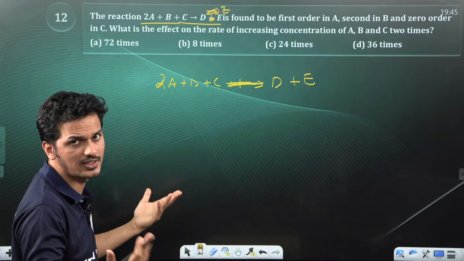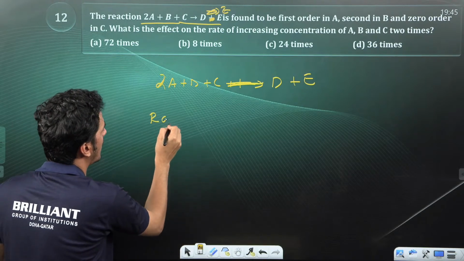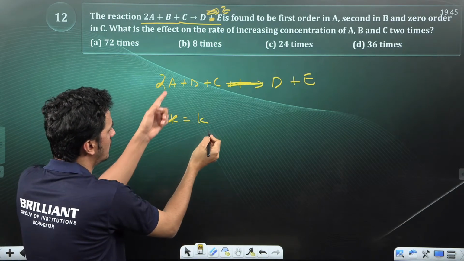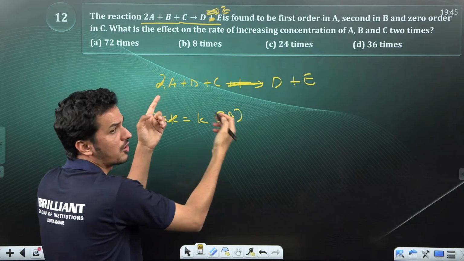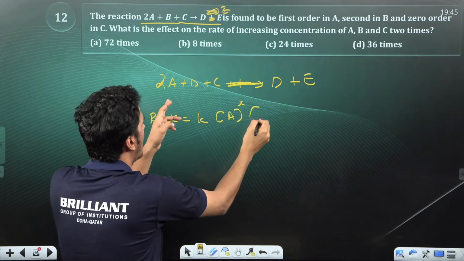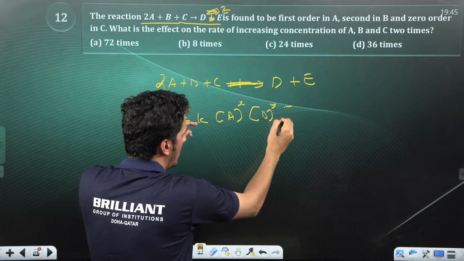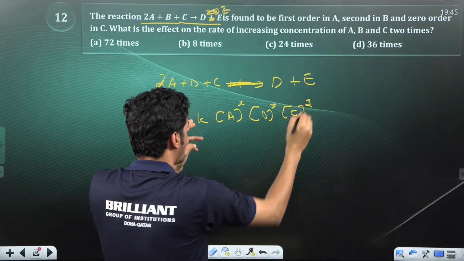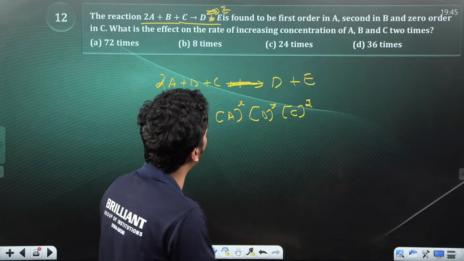Then how can I write the rate law? I can write rate equal to K into the concentration of A raised to, I don't know what the number is, only through experiment can I find out, so X. And B raised to Y, that I also don't know. And C raised to Z. But in the question they already gave the values, I hope.